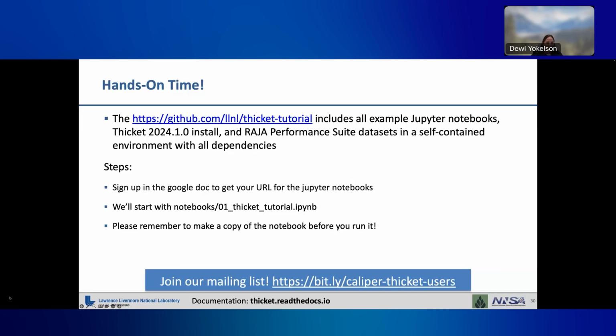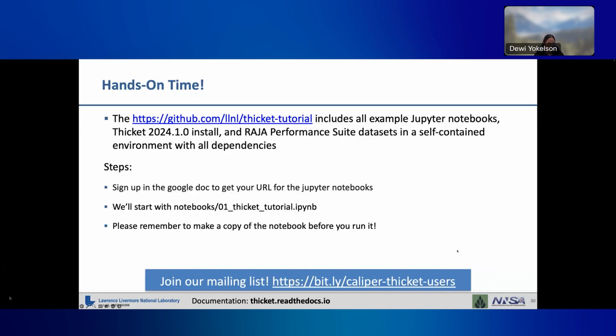So if somebody can post the Google Doc link in there, we will go there to sign up and I'll show you how we do that. We're going to be sharing instances, which means that we're sharing the Jupyter server. And so before you run any notebooks, please make a copy of it so that you're not interfering with other people's notebooks. If you just make a local copy, then if you run cells, you won't be messing up other people's. And then if you want to join our mailing list, that link is here.